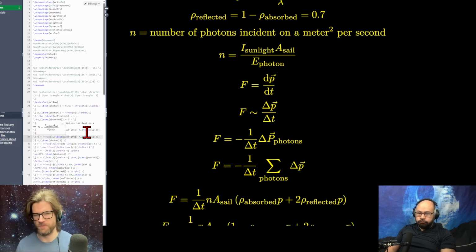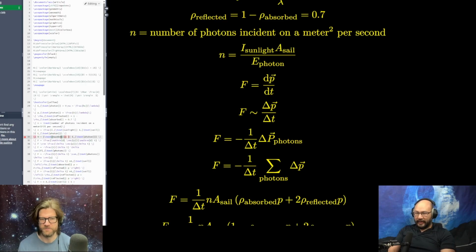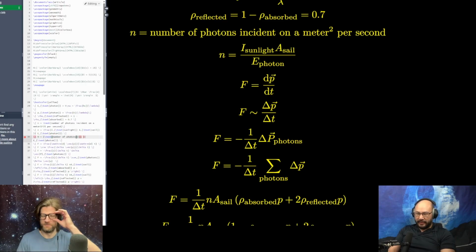So it's not a rate, it's just a total number. I think that's what we want. We want meter squared on the bottom. Big N should be number of photons incident on a meter squared without the time part, so this is no longer a fraction. I can just do it as text. Photons per meter squared. I guess I should do it as a fraction.